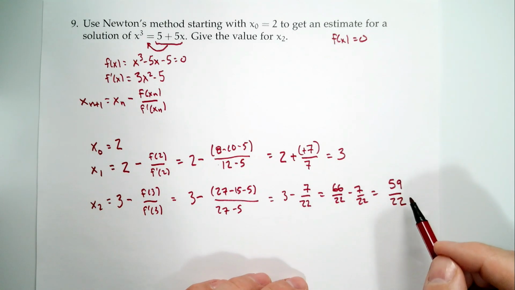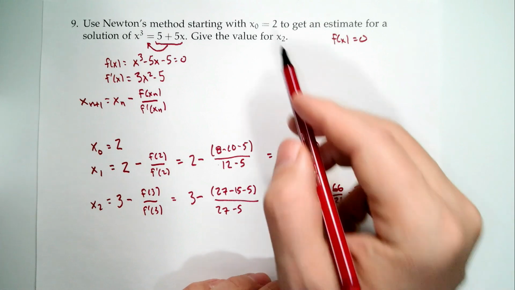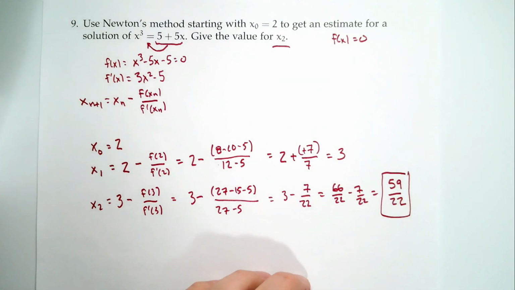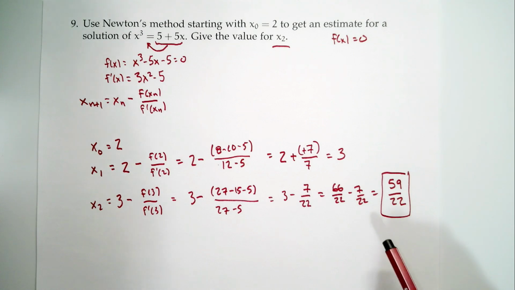And now you're like, oh, that's terrible. I don't want to do this again. We don't have to. We just need x2. So there's our answer, 59 over 22. Now, you might think, wow, this would be great for a computer. You're right. This kind of method works great for computers because they love that kind of thing. For humans, not so much. It's terrible, terrible. All right. Well, number 10.